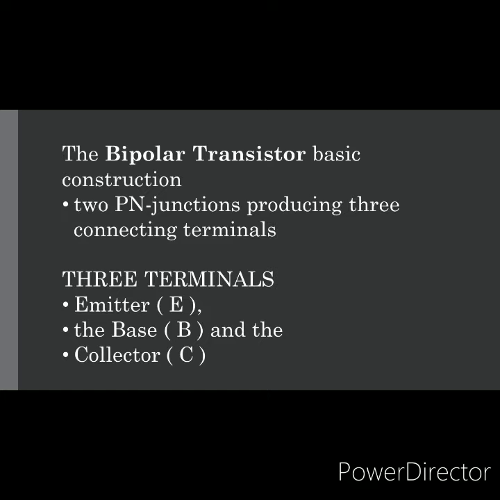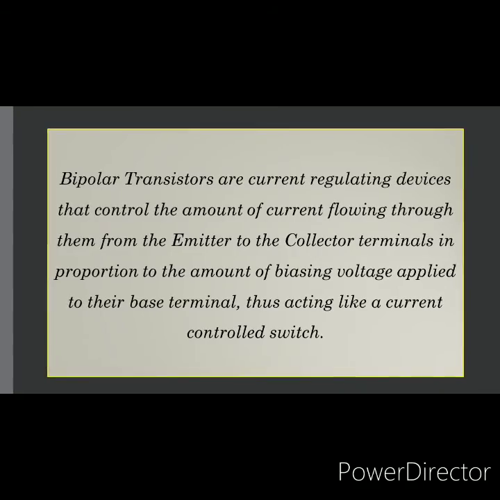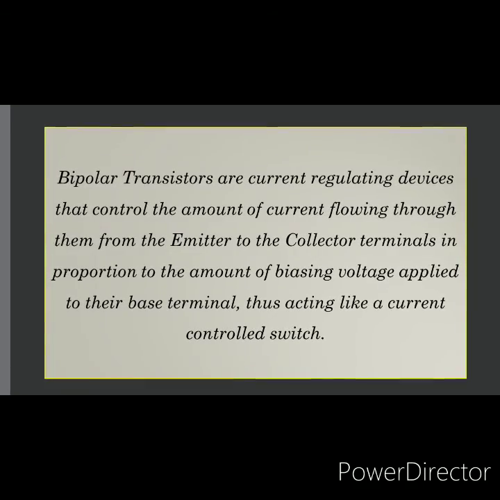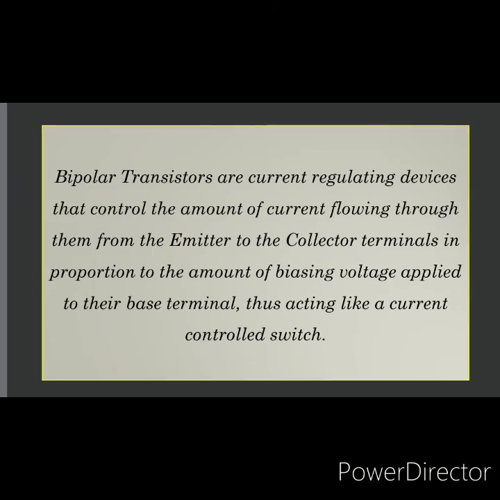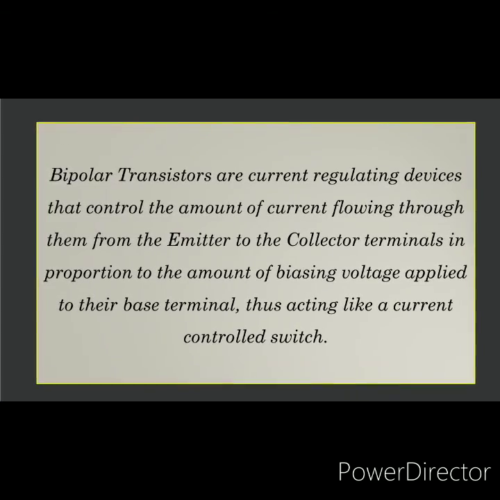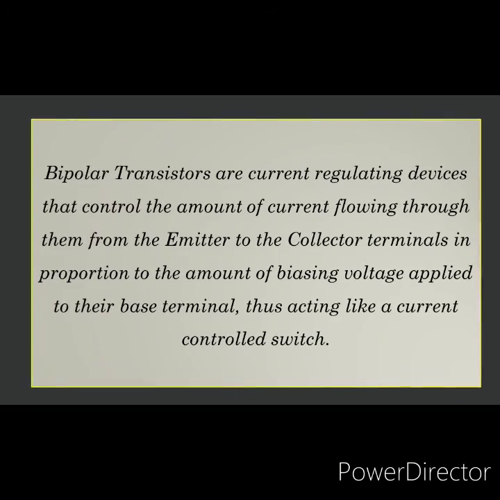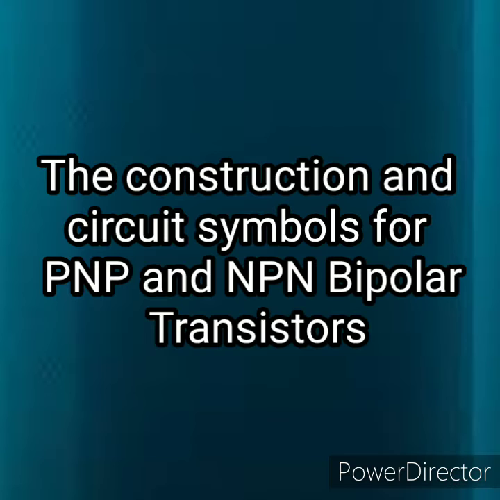These three terminals are known and labeled as the emitter, the base, and the collector. Bipolar transistors are current regulating devices that control the amount of current flowing through them from the emitter to the collector terminals in proportion to the amount of biasing voltage applied to their base terminal, thus acting like a current control switch. The construction and circuit symbols for both the PNP and NPN bipolar transistors.